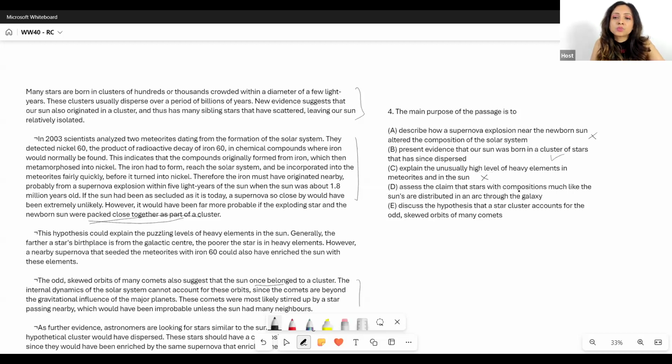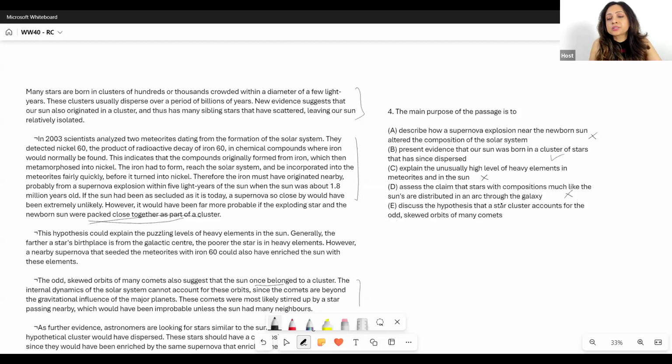Assess the claim that stars with compositions much like the sun's are distributed in an arc through the galaxy. We are not trying to assess this particular claim, right? So that is not the purpose. We are saying that it is likely, and we are trying to find whether there are such stars distributed, because they are going to support our hypothesis, our claim, which is still that the sun was born in a cluster, right? So we're not trying to assess this particular claim. No.